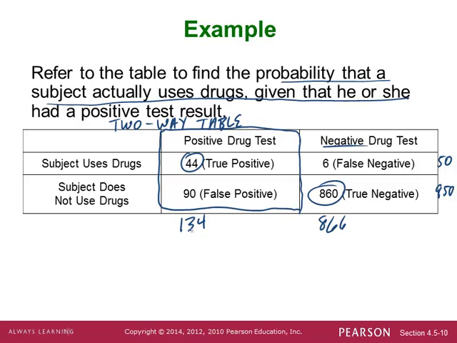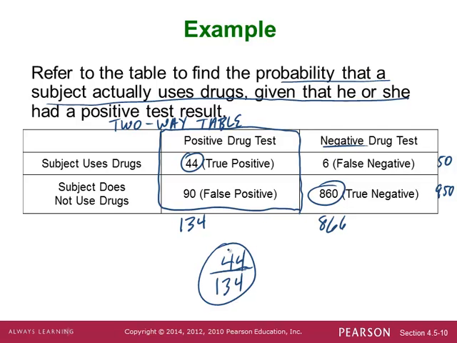And there were 134 people who tested positive. And of the 134 people who tested positive, how many individuals actually used drugs? Well, 44. So the probability that we're actually looking for, this conditional probability, is going to be computed as 44 out of 134. That's a straightforward way of calculating this conditional probability.